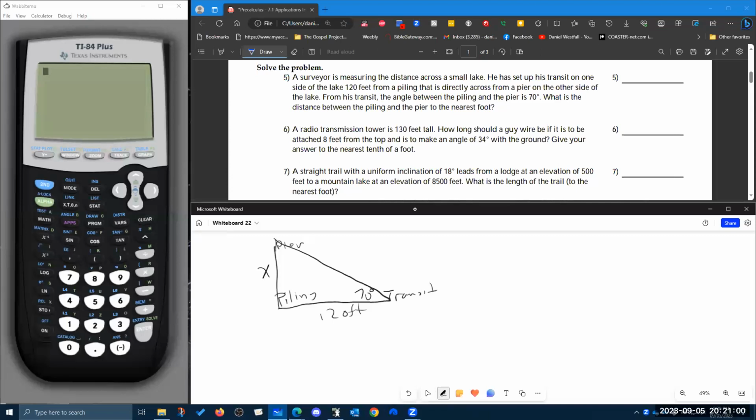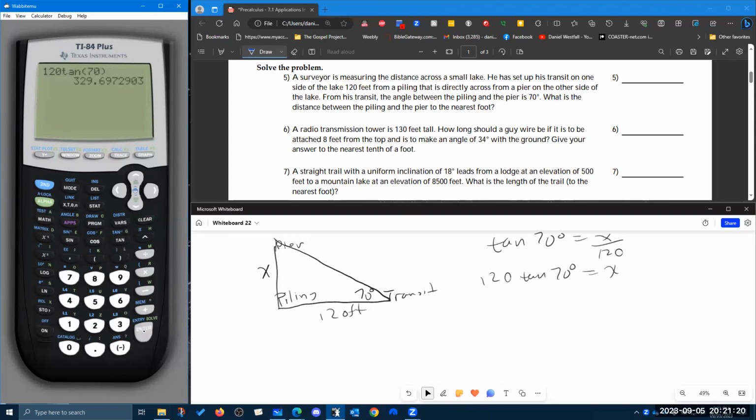So we want to know that. Tangent of 70 degrees is equal to x over 120. 120 tan of 70 degrees is equal to x. 120 tan 70 degrees, to the nearest whole foot, x is about 330 feet.